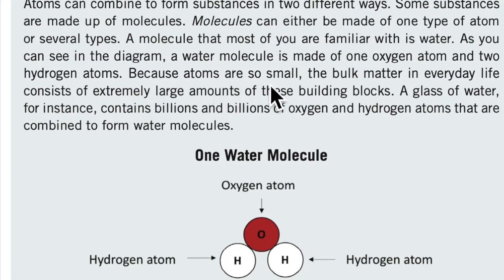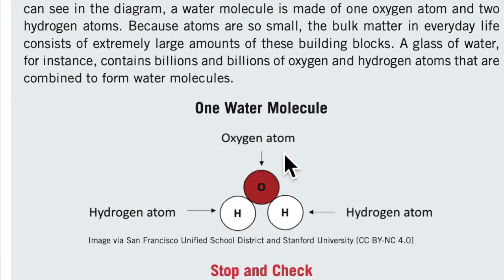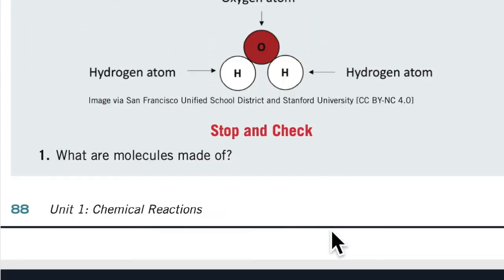Because atoms are so small, the bulk matter in everyday life consists of extremely large amounts of these building blocks. A glass of water, for instance, contains billions and billions of oxygen and hydrogen atoms that are combined to form water molecules. 1 water molecule. Oxygen atom, hydrogen atom, hydrogen atom. Stop and check. What are molecules made of?